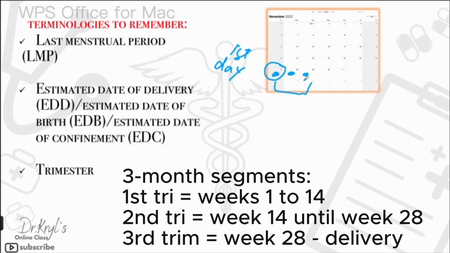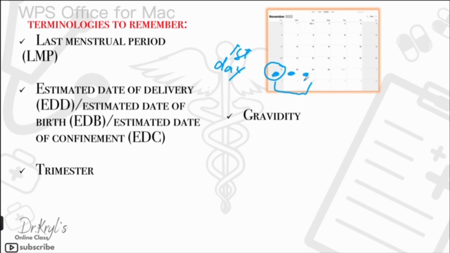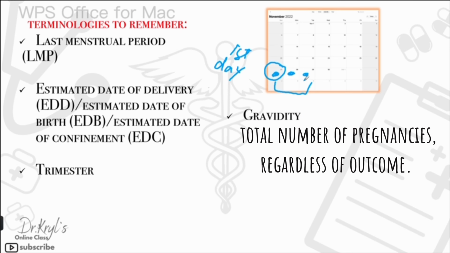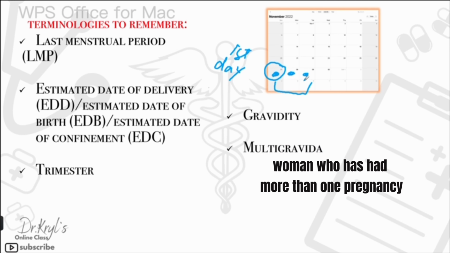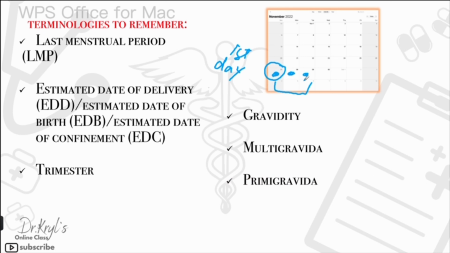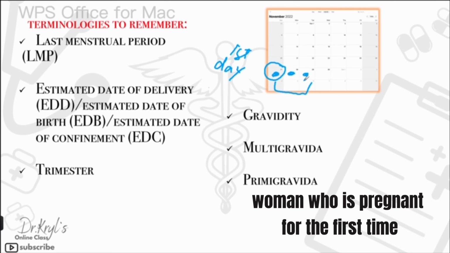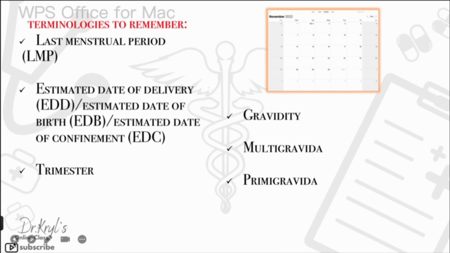Okay? Then gravidity. When we say gravidity, it's the total number of a woman's pregnancies including the current one. So gravidity is the total number of pregnancies regardless of the outcome. Multigravida, from the word multi, right? It's a woman who has had more than one pregnancy. In contrast, primigravida is a woman who is pregnant for the first time.